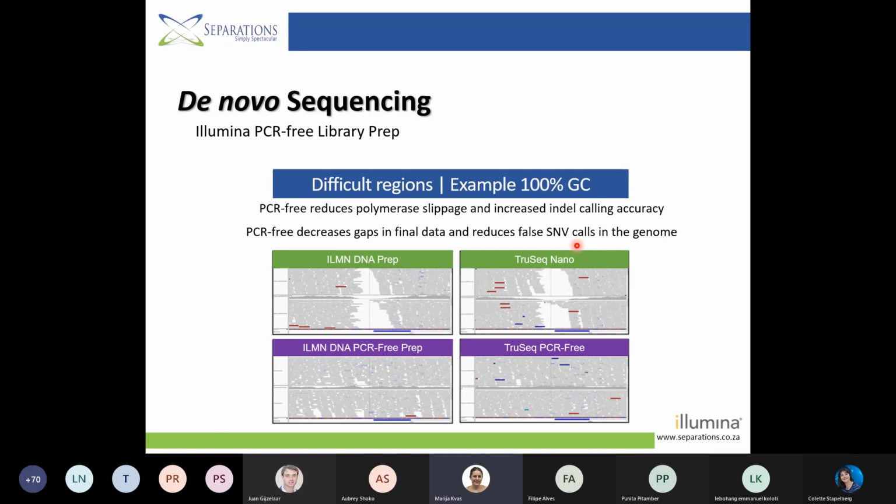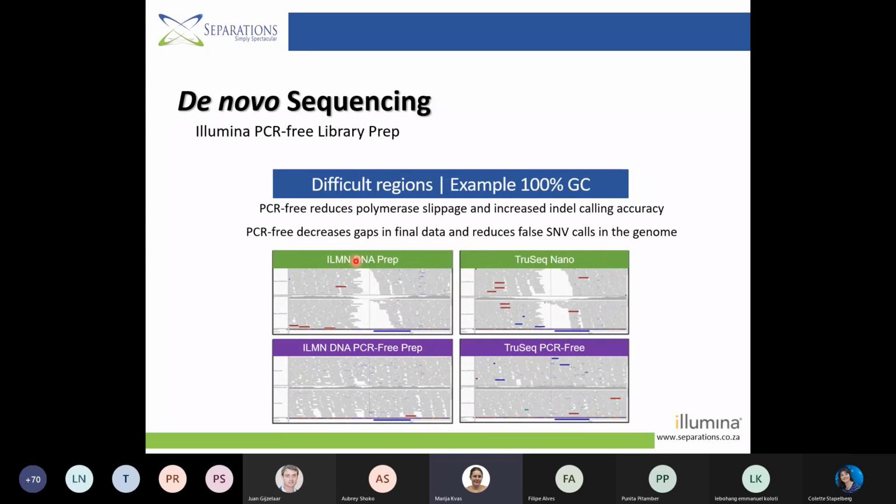When it comes to de novo sequencing, we have something called Illumina PCR-free library prep. And why would we engage in PCR-free library prep? Obviously, PCR polymerases have a specific bias, right? Some regions will not amplify as well as other regions.